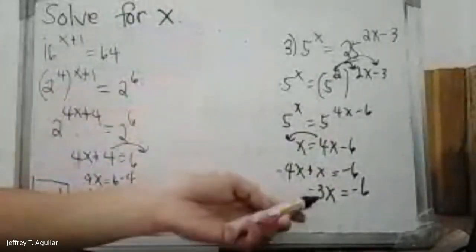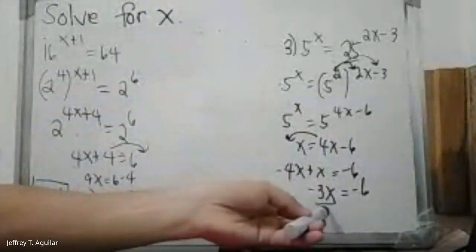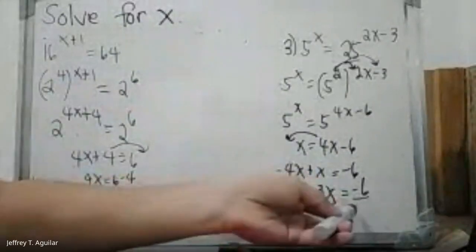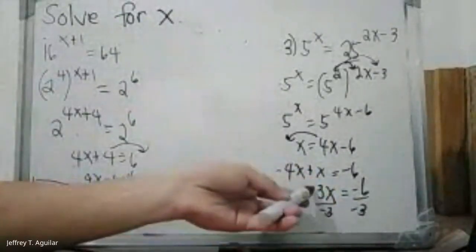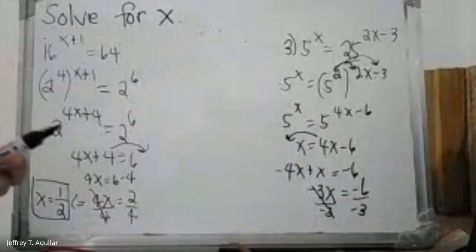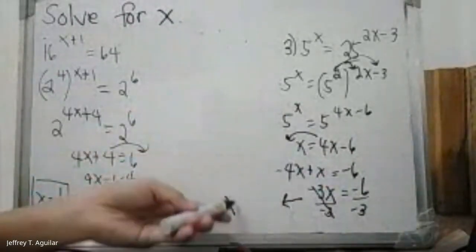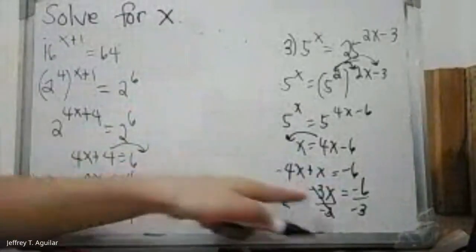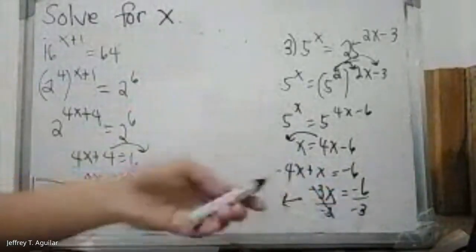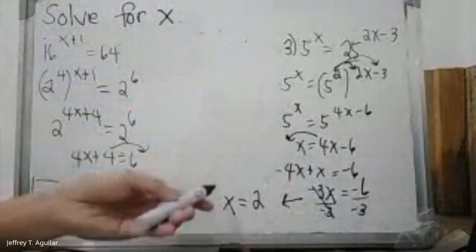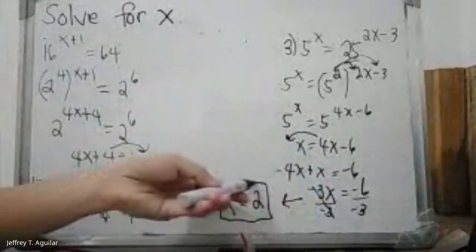At this point, we are going to divide both sides by negative 3 because our goal is to solve for x. So we are going to cancel negative 3. What's left? So this is now x is equal to, what is negative 6 over negative 3? That's positive 2. This is now our x value.